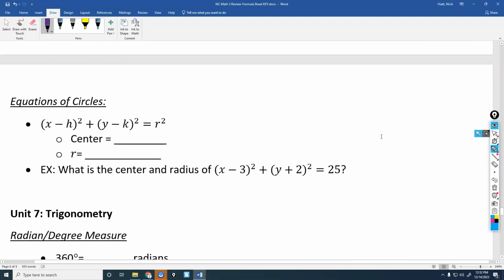All right. Equations of circles. Unless they really get crazy, they should be pretty easy problems for you, even if you don't know what I'm about to tell you right now. If I have (x minus h) squared plus (y minus k) squared equals r squared, the center is going to be at (h, k). The r right there stands for the radius.